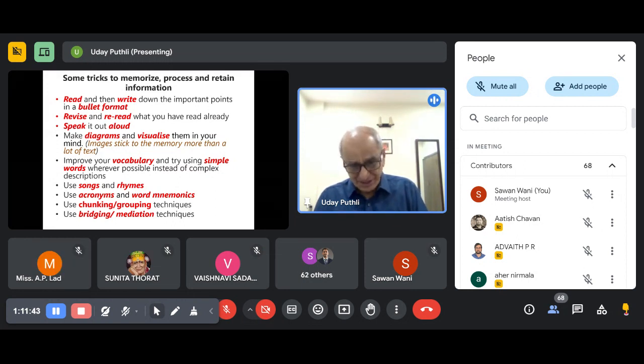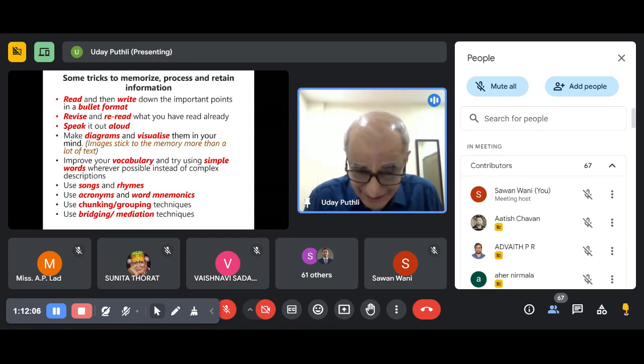Songs and rhymes. Very often these are done for children, no doubt about that. But there can be some for certain adults also. I'll show you 1 or 2 videos on it. Use acronyms and word mnemonics. What are acronyms? There's a slide on that also, we will see. Chunking and grouping techniques, we will see that. And there are techniques called bridging or mediation. So we go to the next slide.